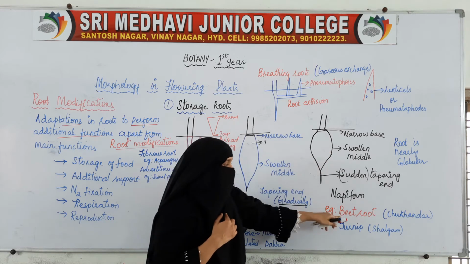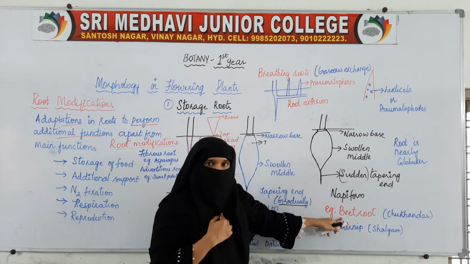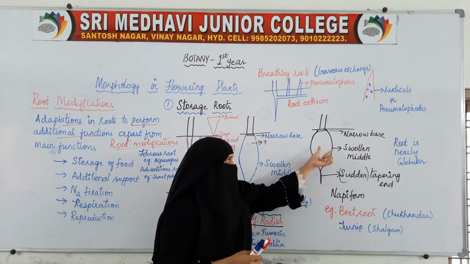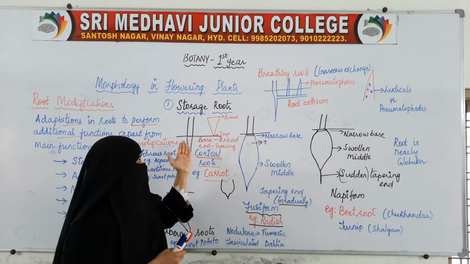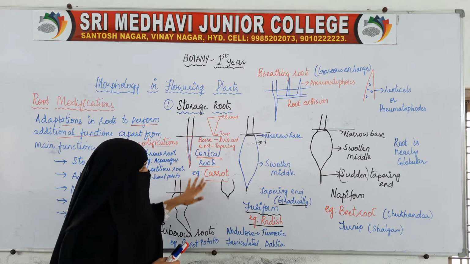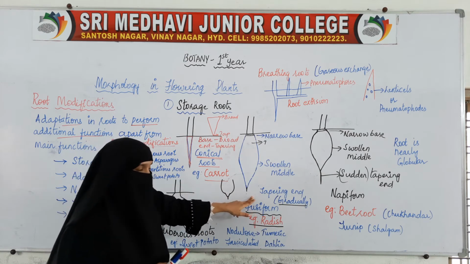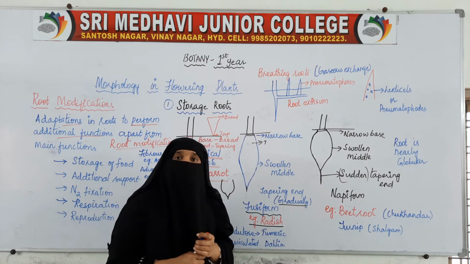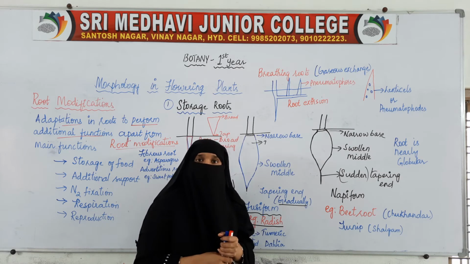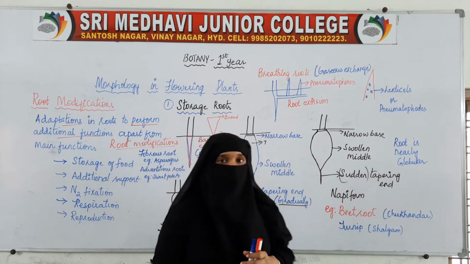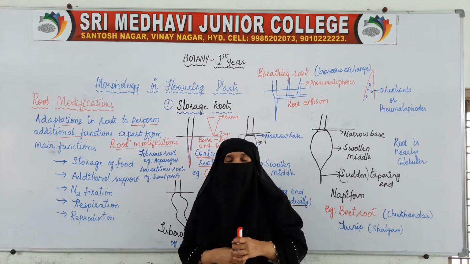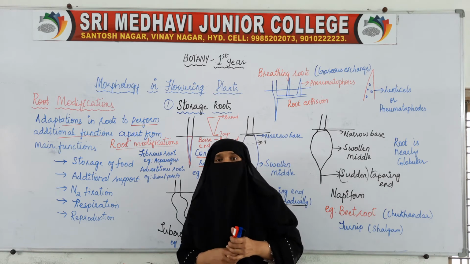Here the examples we find are beetroot, chukandar, and then we have turnip, that is shalgam. These are all the examples. This is carrot, radish, and this beetroot. All these are examples of taproot modifications. So these taproots are modified to store food materials, giving different shapes to the root.